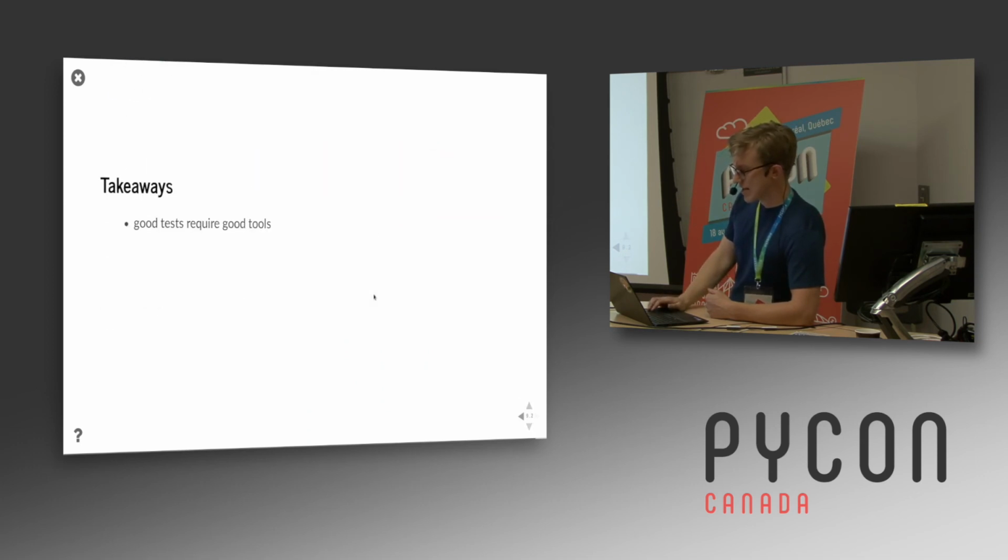So the takeaways: good tests require good tools. This is a tool that we've used a lot internally. It's allowed us to write more tests that are easier to troubleshoot when we break them. You can figure out, is the test just a bad test that I need to make more detailed, or did I actually break something really bad? So that's been really helpful. We write a lot more tests that way.